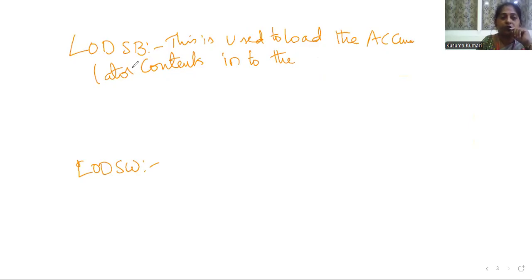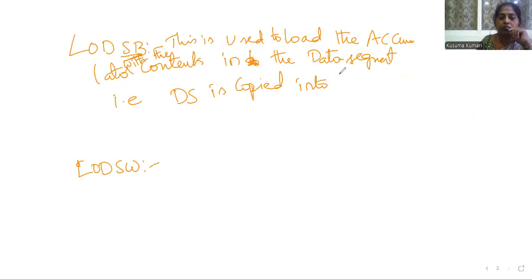Load the accumulator with the contents in the data segment. That is, the string byte available in the data segment is copied into the accumulator.